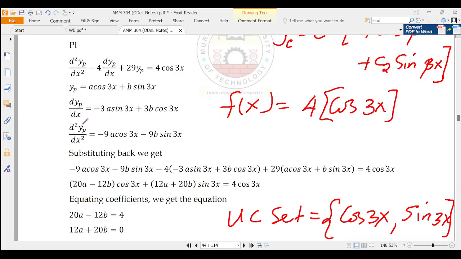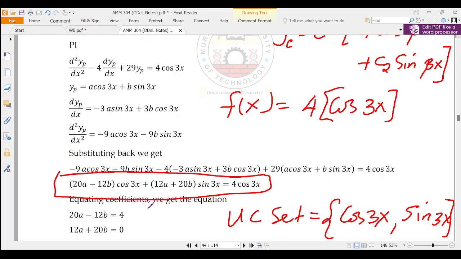So we find the first derivative and the second derivative, then substitute back and simplify. When we simplify, we get this expression, and we equate the coefficients. For the coefficient of cosine of 3x, on this side we have 20a minus 12b, and on the other side we have 4. For the coefficient of sine of 3x, on this side we have 12a plus 20b. The other side is 0 because we don't have the sine, meaning that the coefficient must be 0.